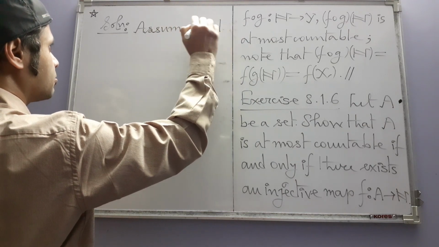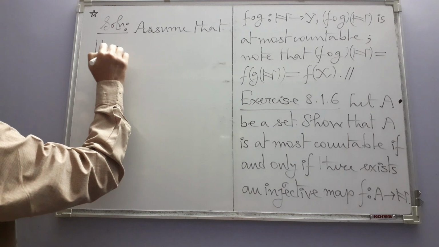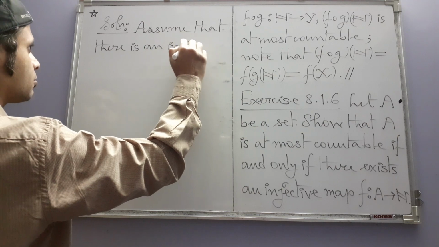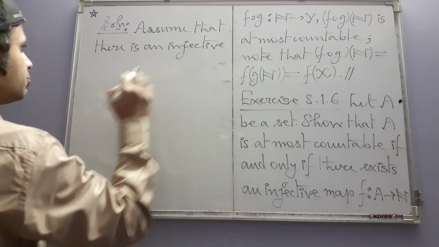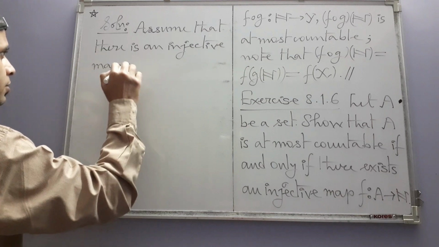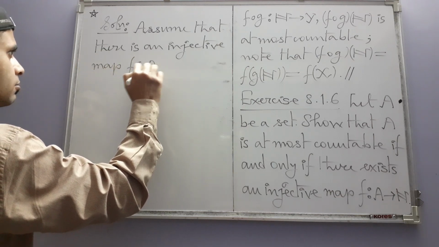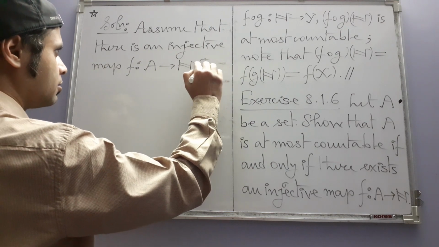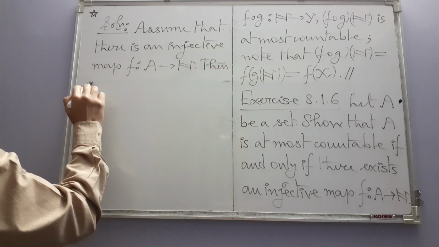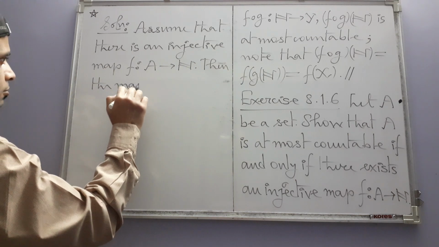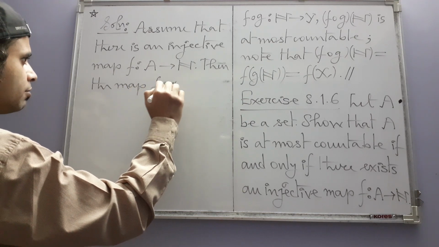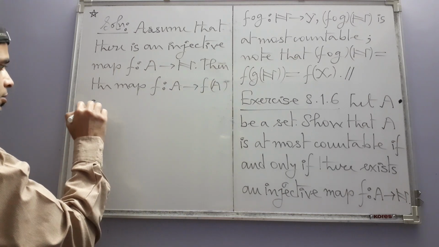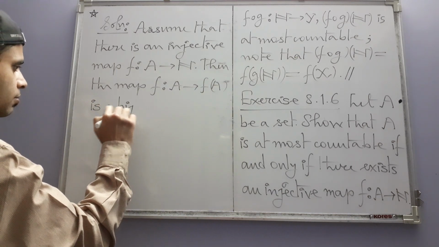Assume that there is an injective map f from A into N, then the map f from A into f of A is a bijection.